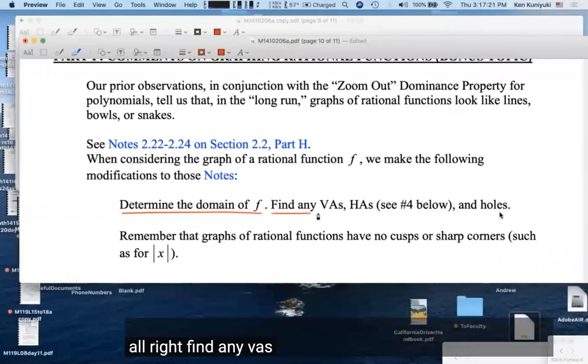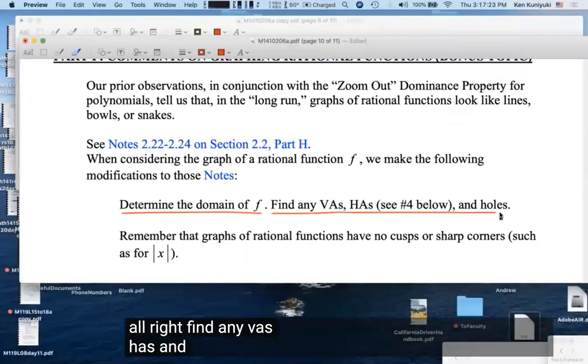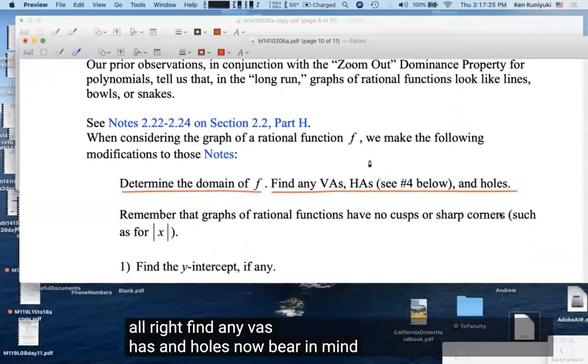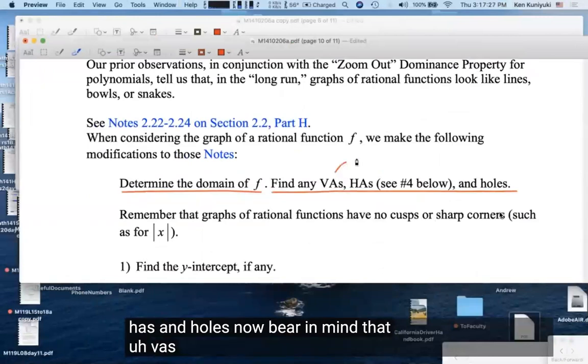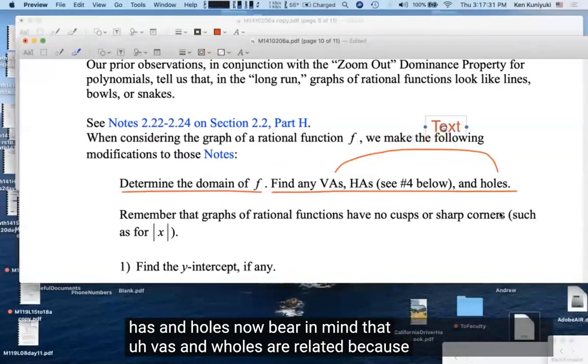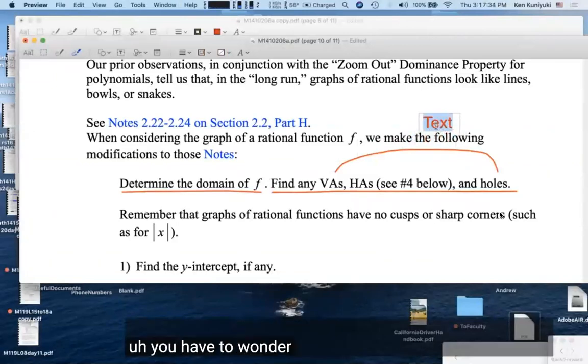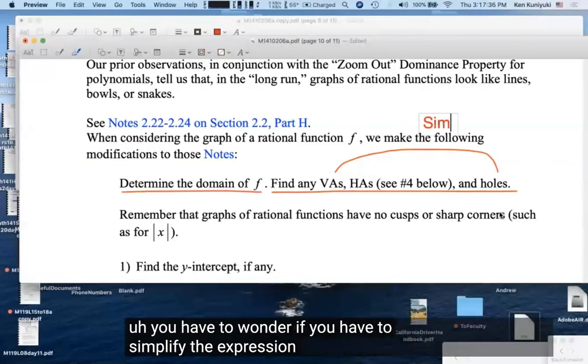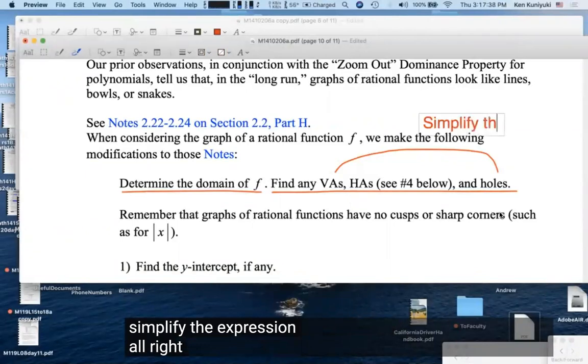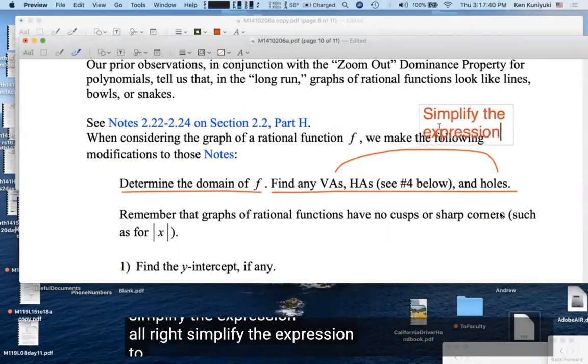Find any VAs, HAs, and holes. Now bear in mind that VAs and holes are related because you have to wonder if you have to simplify the expression, right? Simplify the expression to see what's going on.